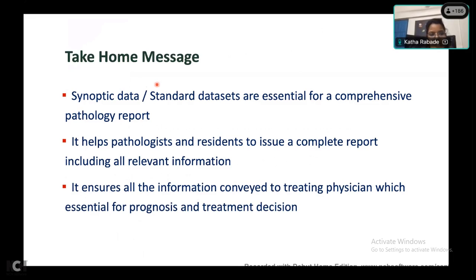So my take-home messages: synoptic data and standard data sets are essential for a comprehensive pathology report. It helps pathologists and residents to issue a complete report and to include all relevant information. It also ensures that all information is conveyed to the treating physician, which is essential for prognosis and treatment decision. But for all of this to happen in an accurate way, grossing is of utmost importance. So we need to pay attention to the grossing. In case of any discrepancy, we need to have a relook at the gross specimen, and we need to take more sections whenever required.